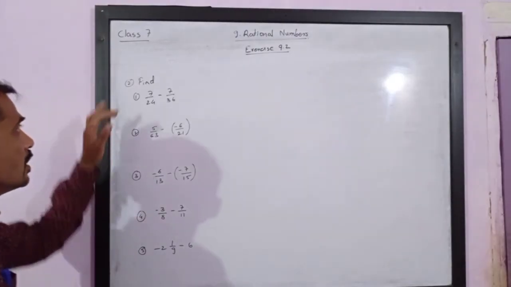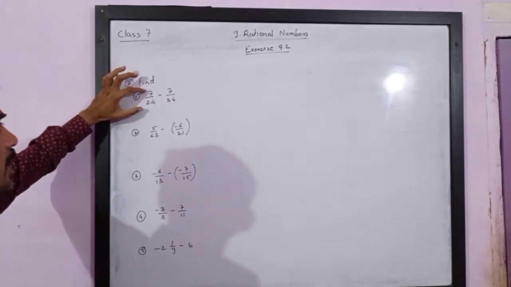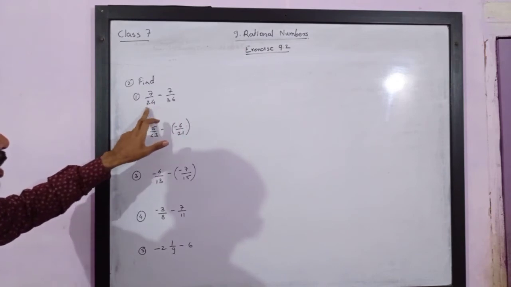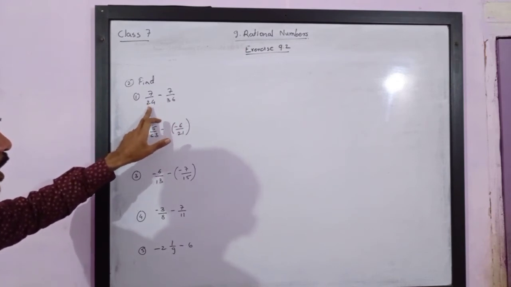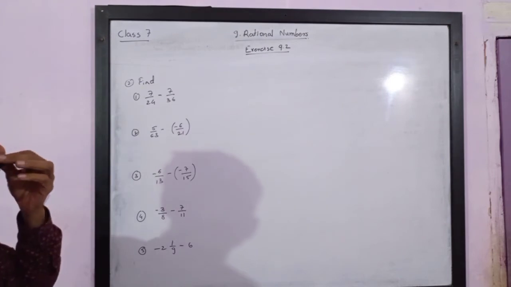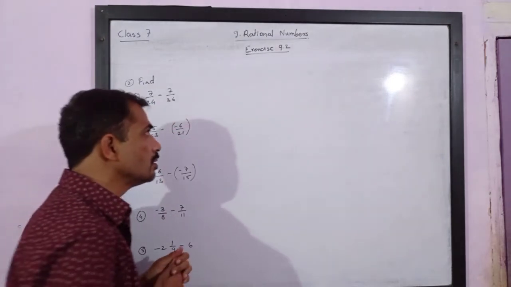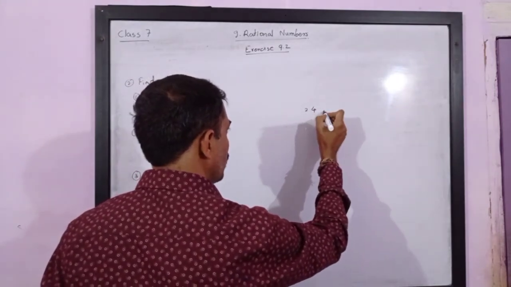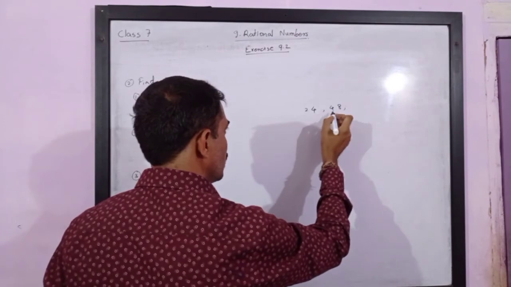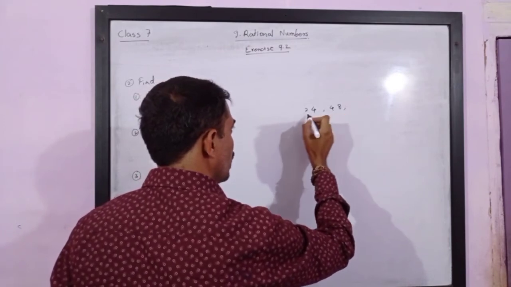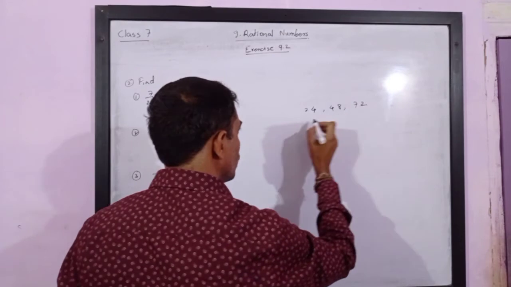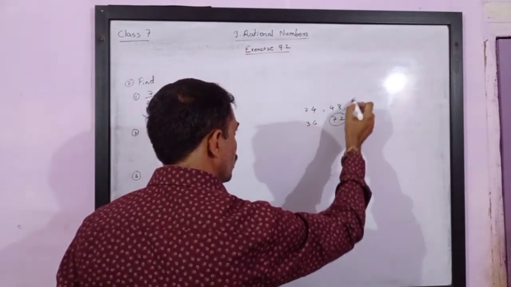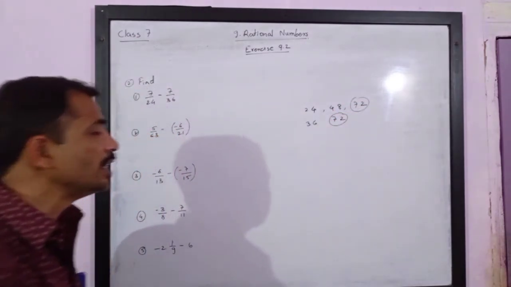Dear friends, next is the subtraction. We have to find 7 upon 24 minus 7 upon 36. Please note denominators are different, but they have common multiples. This is 24 and 36. Now, if you write multiples of 24, you will get 24, then 48, then next number as 72. If you take 36, its multiples are 36, then 72. So please note, least common multiple is 72.